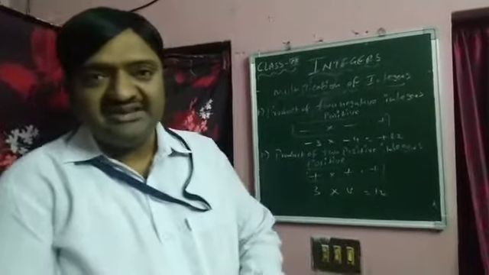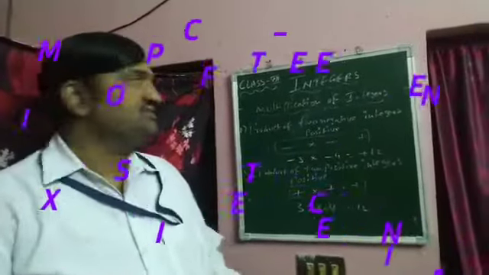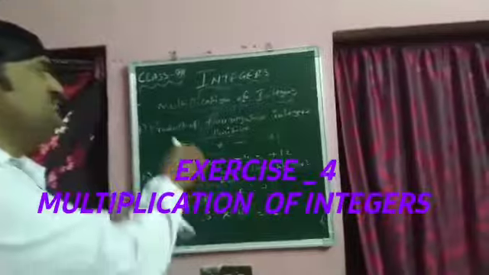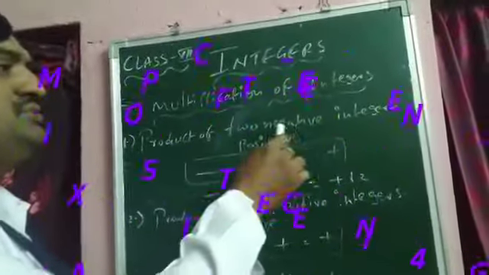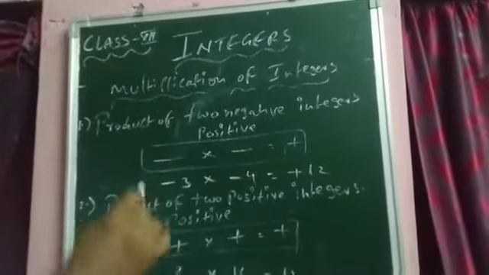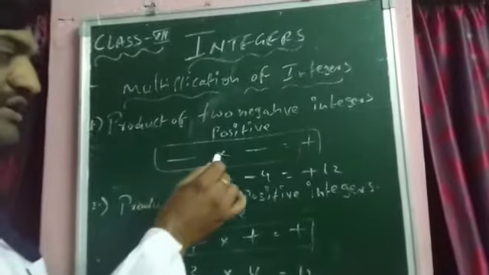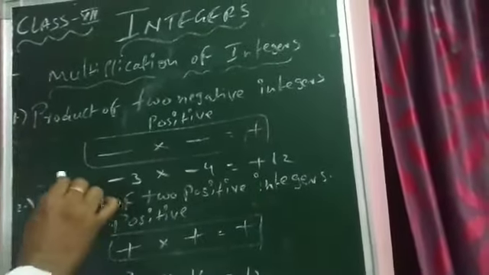Last class we completed 3 exercises. Now we are going to learn the 4th exercise, multiplication of integers. The product of two negative integers is equal to a positive. See here, negative into negative is equal to a positive number. One example I already gave here.